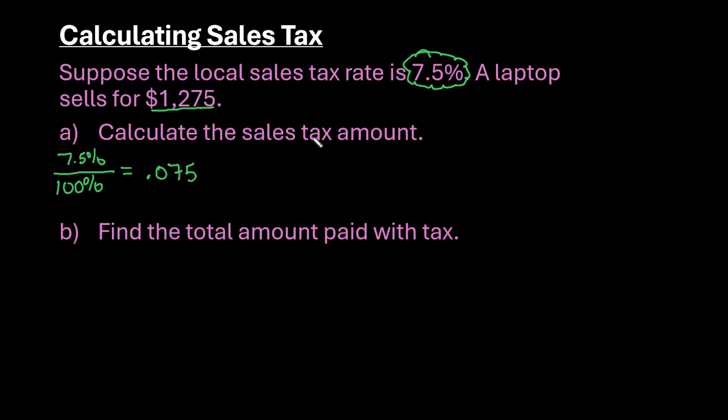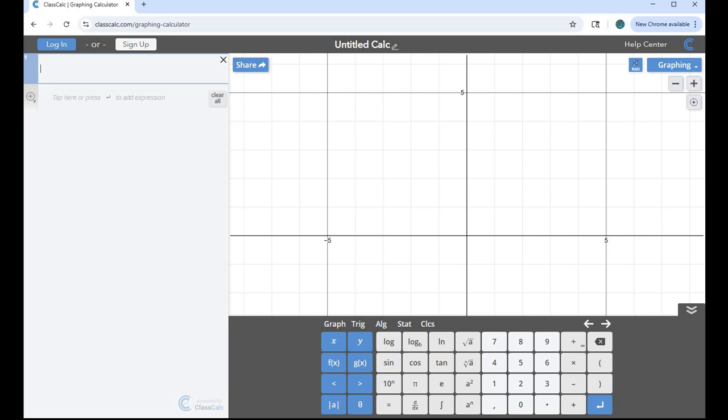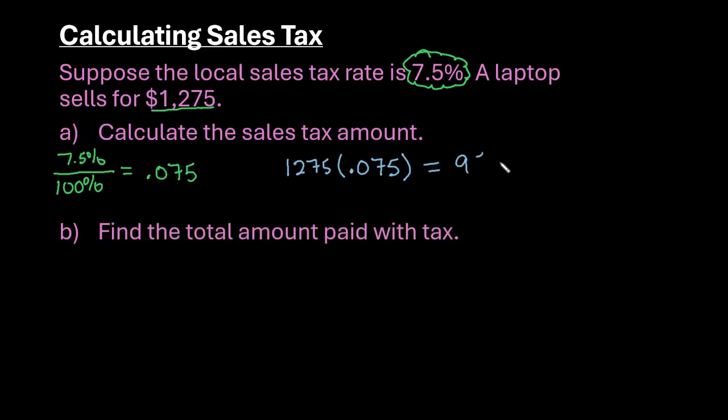Once you've converted it to decimal form, you simply just take the original amount and multiply it by the sales tax rate, so in decimal form. So I'm just going to grab a calculator and do the 1275 times the 0.075, and we end up with 95.625. You do have to make sure that the answer makes sense in the context.